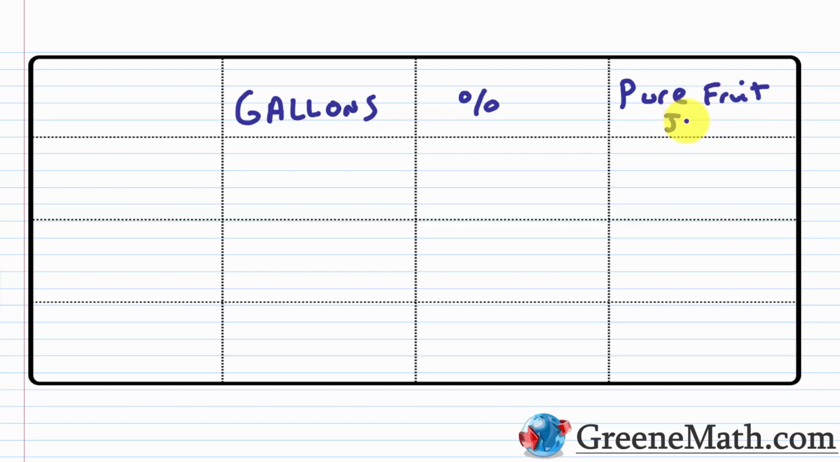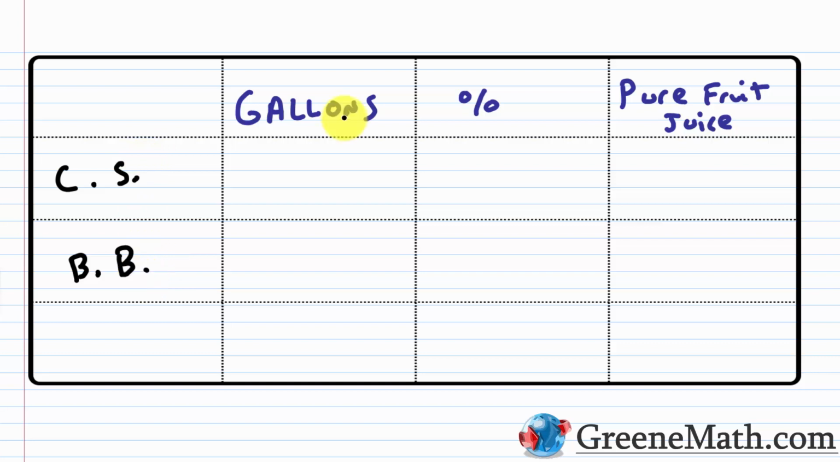So for our table, up here we're going to put the gallons. This is going to be our concentration percentage as a decimal. And this amount right here is going to be our pure fruit juice. Then for our products over here, we're going to have the cherry smash and the bubble berry. So those 2 products.